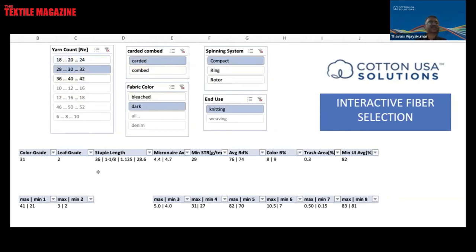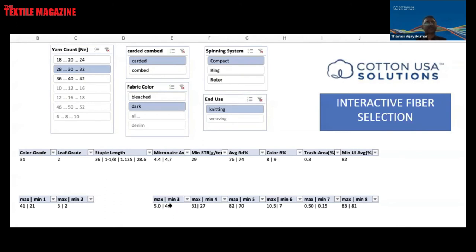So it gives us what color grade I should use, and what leaf grade is recommended on average. The top column is the average value. The bottom one is the minimum and maximum value of the bales in the laydown. So staple length, 36 staple, which is around 28.6 millimeter length. And this is for the compact system, knitting yarn, dark color, carded, end use, and the count range 28 to 30s. And the micronaire range of the laydown can be 4.4 to 4.7.